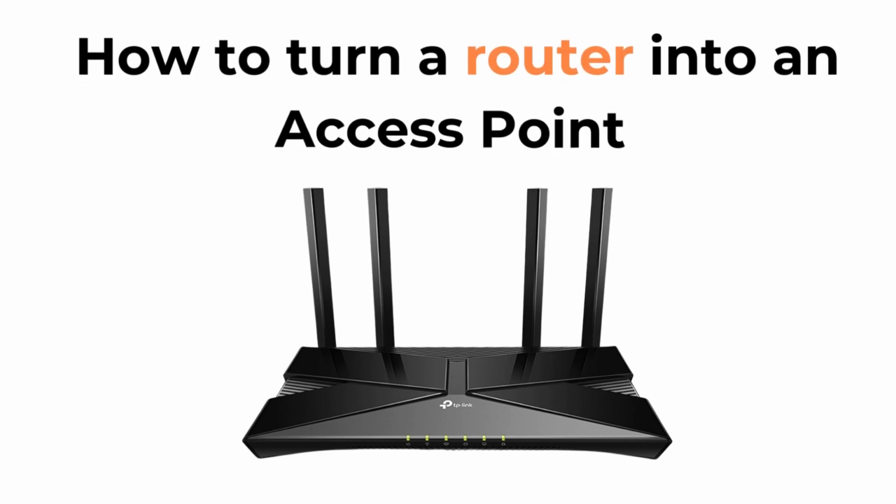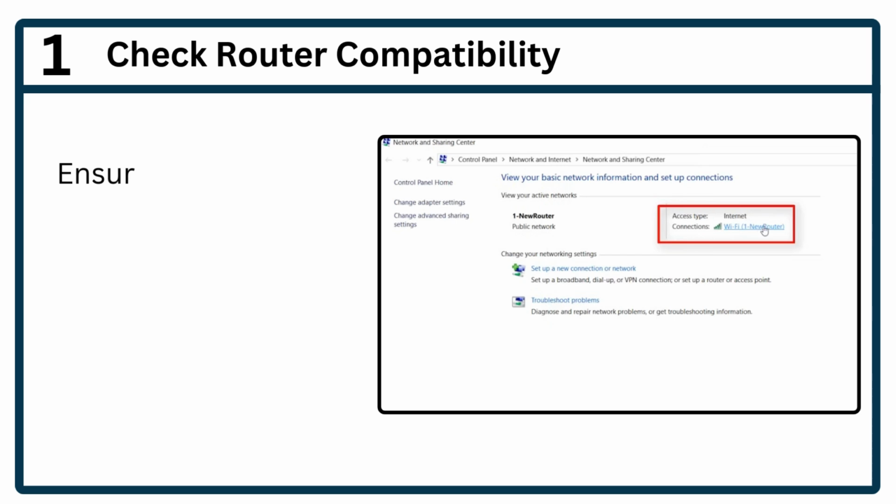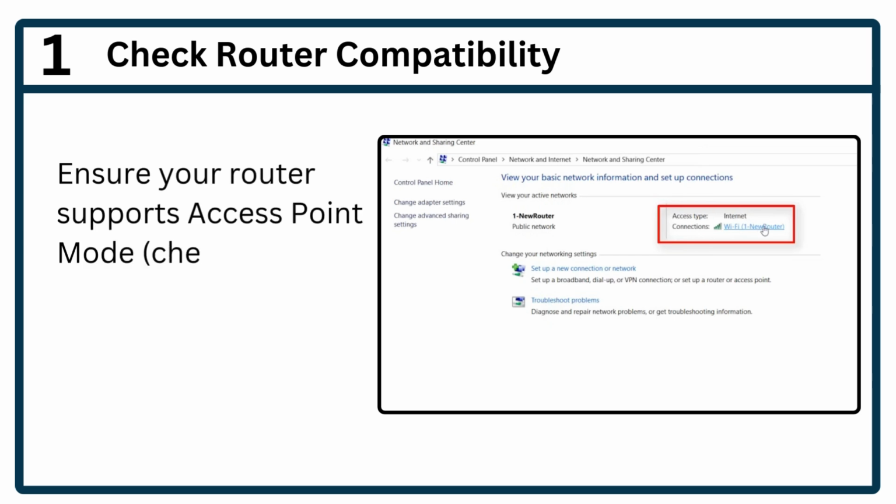How to turn a router into an access point. 1. Check router compatibility. Ensure your router supports access point mode. Check the manual or settings.